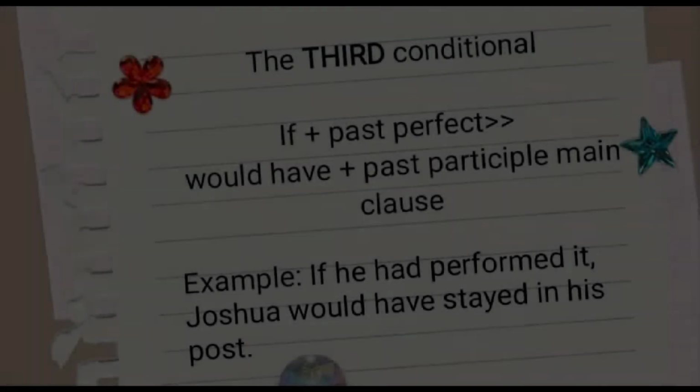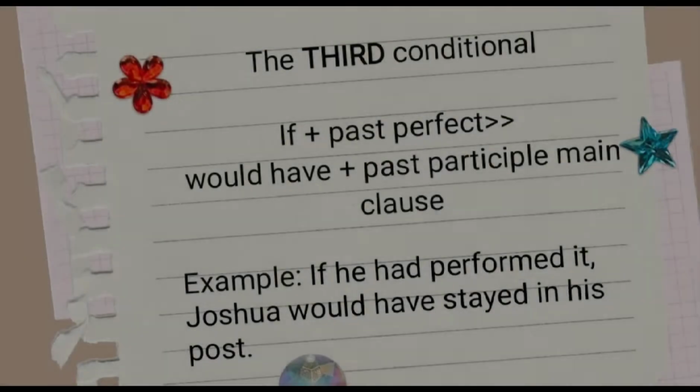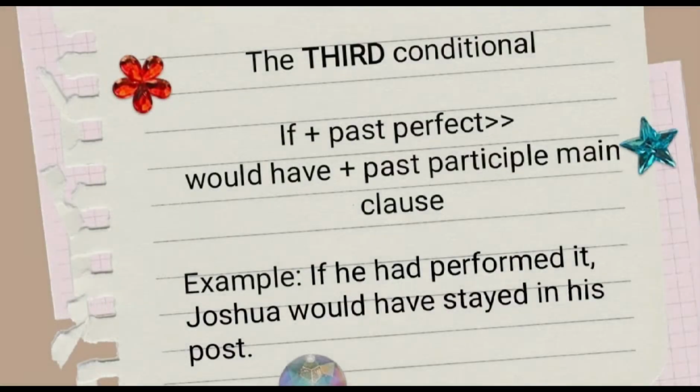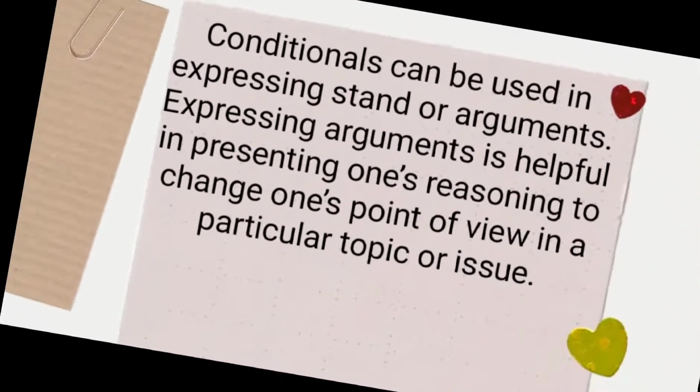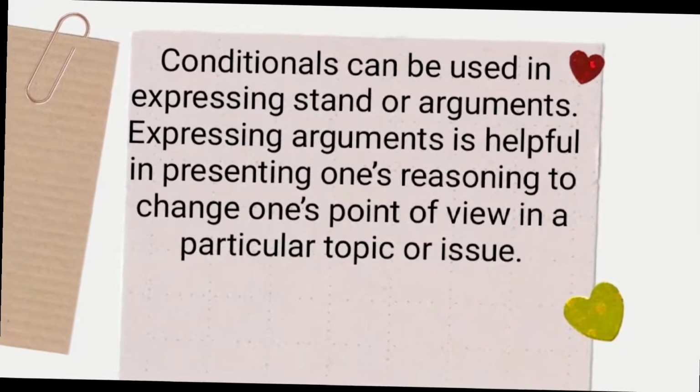Lastly, the third conditional follows this format. If plus past perfect condition followed by would have plus the past participle main clause. Example, if he had performed it, Joshua would have stayed in his post. And that's it, the different types of conditionals.